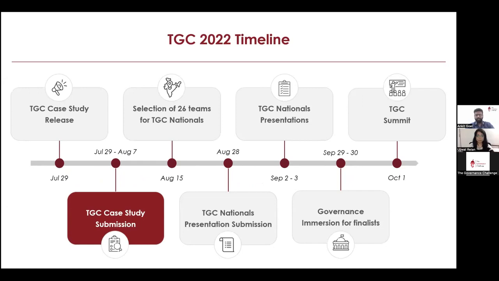So 29 July is when we released the case study, and till 7th of August is when you can submit your proposals. 15th August is when we would announce the teams which have cleared the campus round and have moved to the nationals round. 2nd and 3rd September is when the nationals presentations would happen. Post that, 29th and 30th September is when the selected 6 teams will get the governance immersion visit conducted. And finally, on 1st of October, the selected teams will get an opportunity to present their solutions to the Chief Minister of Haryana.